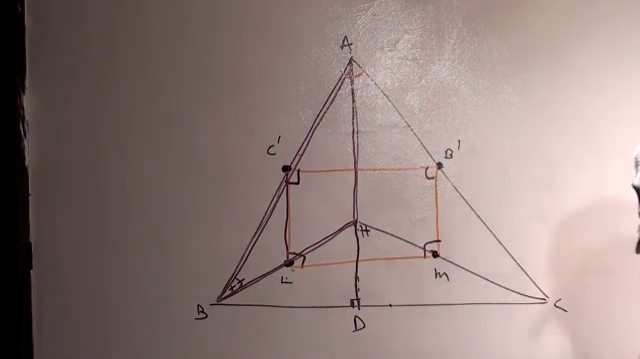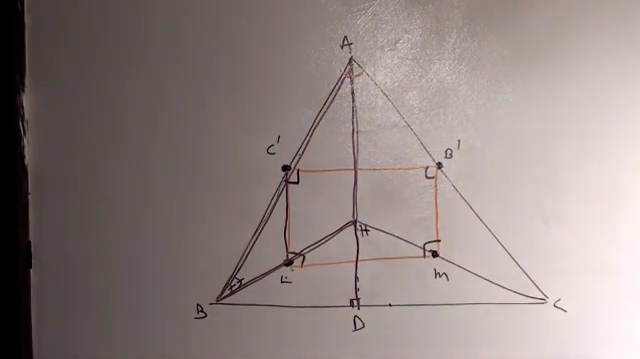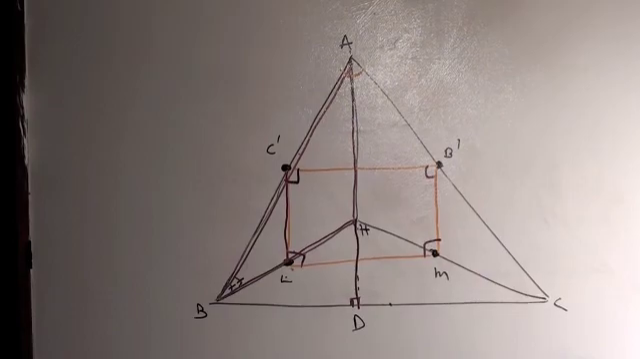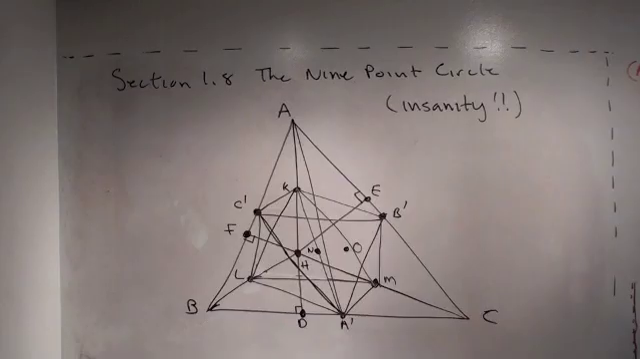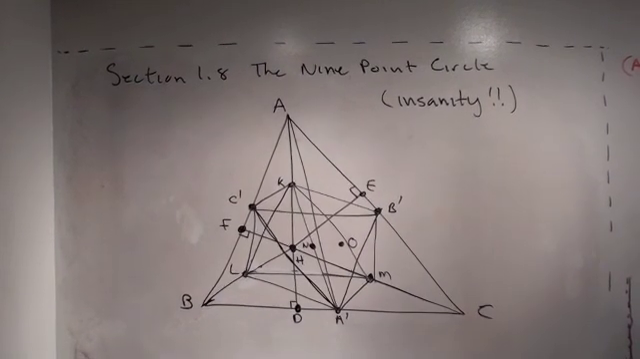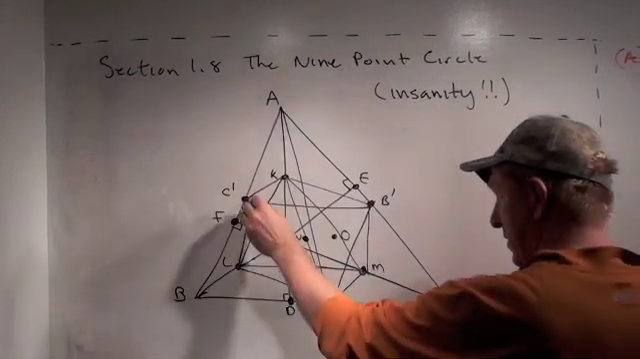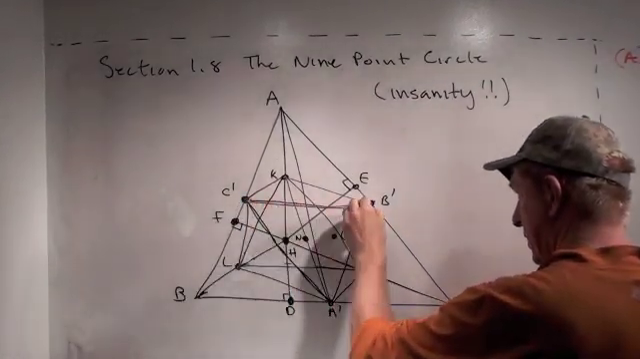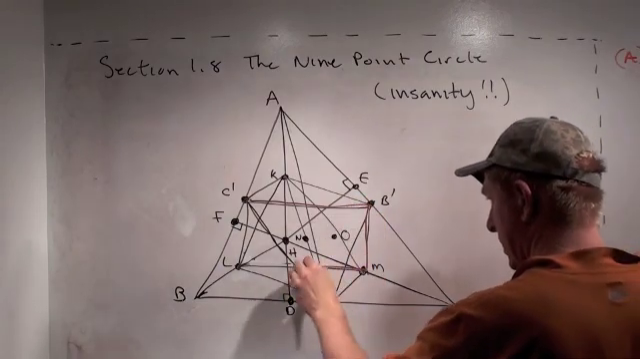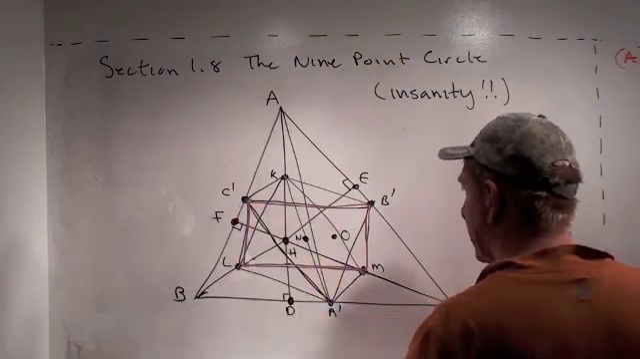So here you go. This is the critical observation. We know that C'B'ML is a rectangle. So back to our original picture. Where is the rectangle here? C', B', M, L. That's a rectangle.